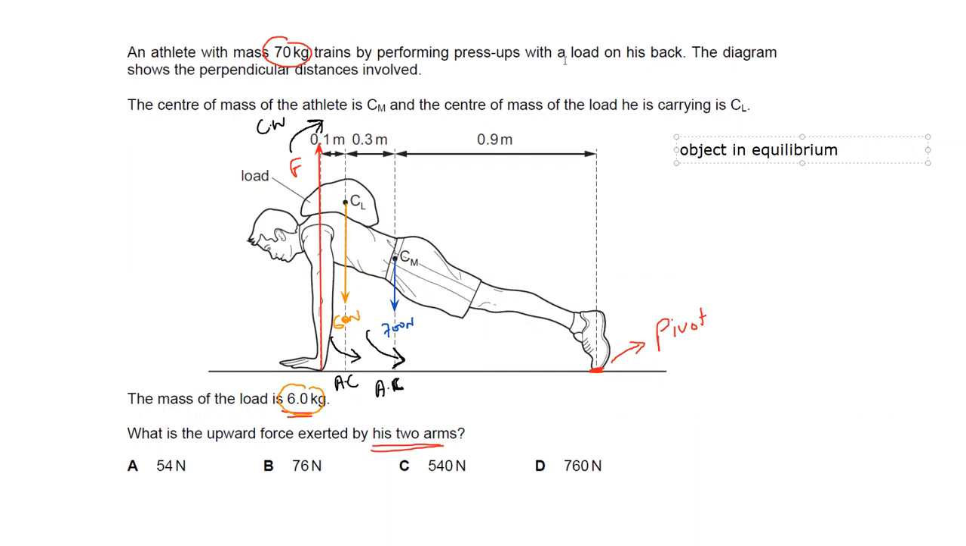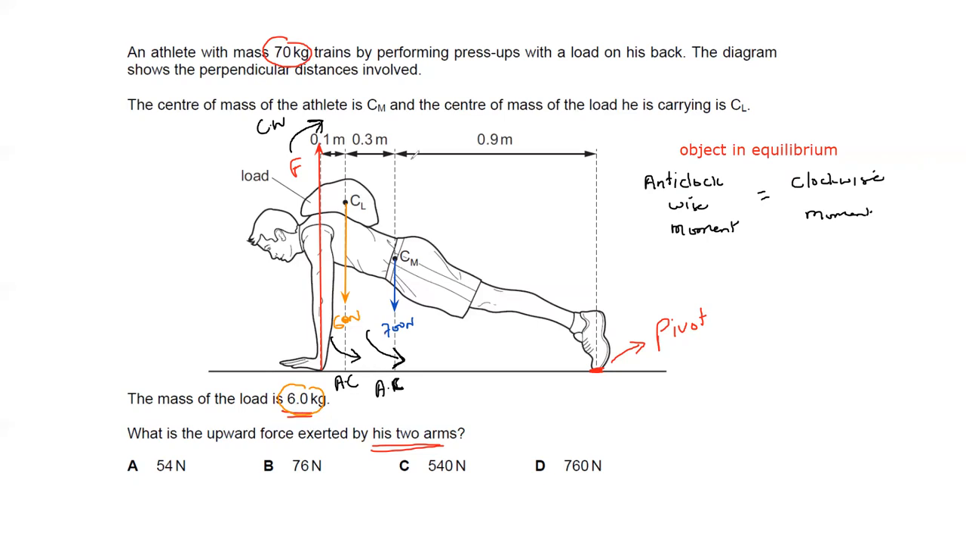So when an object is in equilibrium, because to solve these questions we have to assume that the object is in equilibrium, we can say the anti-clockwise moment is equal to the clockwise moment. The weight of the athlete is causing a clockwise moment, anti-clockwise. The load is causing an anti-clockwise moment, and the upward force of the arm is causing a clockwise moment.